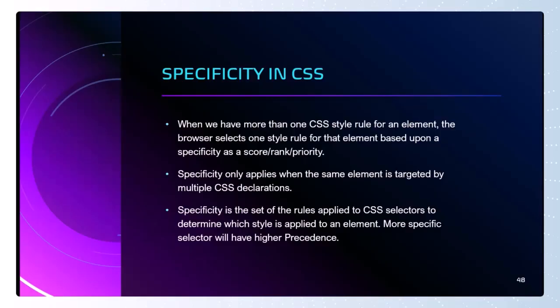Specificity. When we have more than one CSS style rule for an element, the browser selects one style rule for the element based on specificity as a score rank priority. Specificity only applies when the same element is targeted by multiple CSS declarations, and it's a set of rules applied to CSS selectors to determine which style is applied to an element. A more specific selector will have the higher precedence.